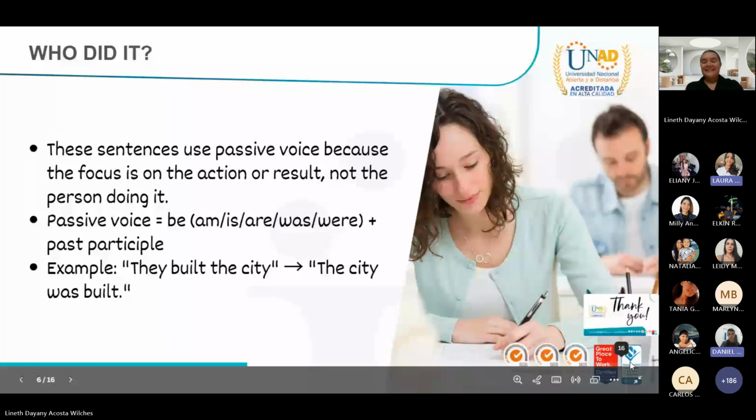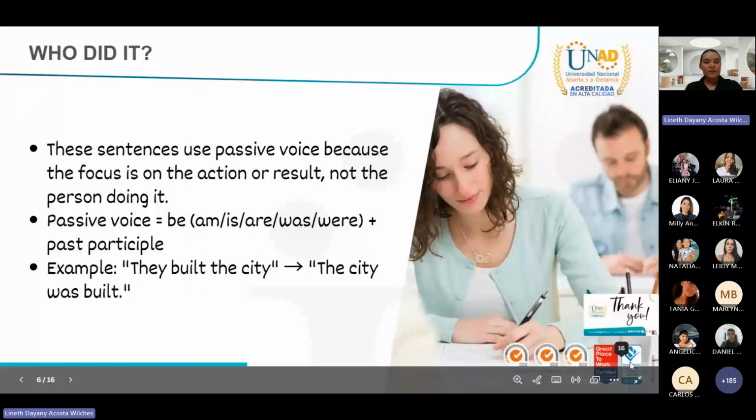Because the active voice is in present, so the passive voice is in past. No, not that way. As you can see in the example, they built the city. So there is a sentence in past simple. Built is the past of build. So the city was built, I don't know, in any year. That's an easy example.